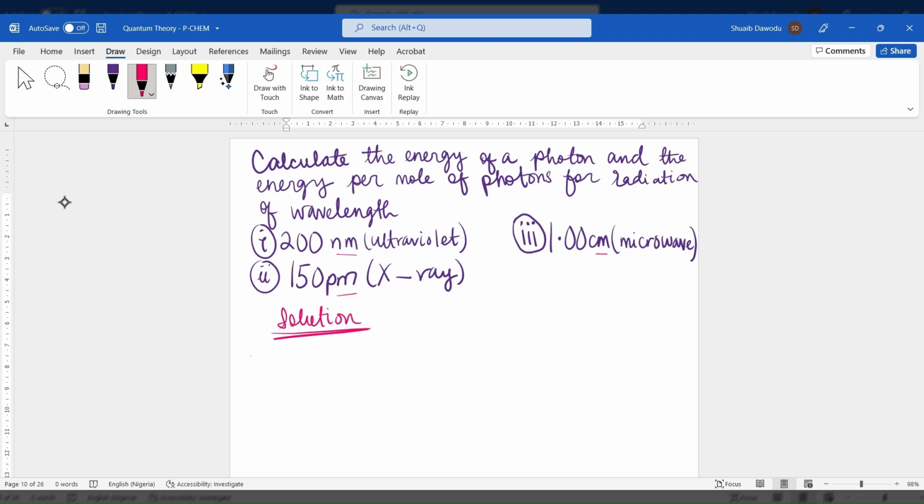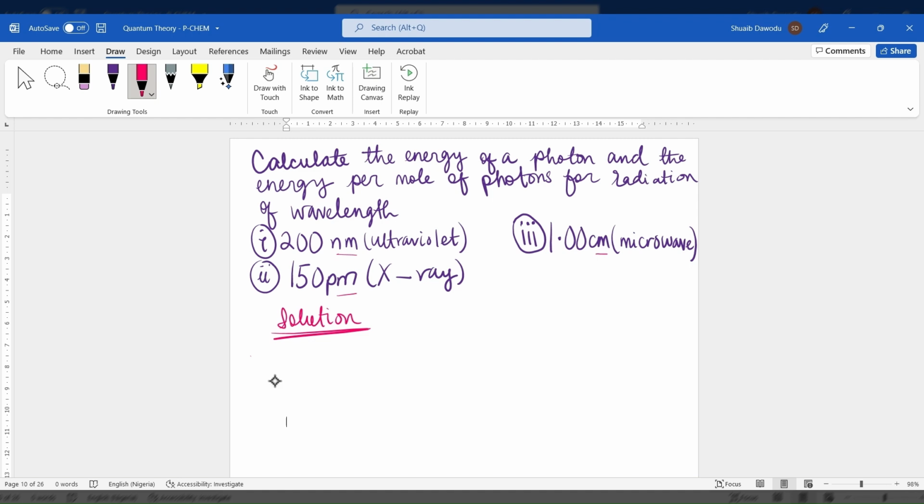Today we're going to be working on the question on the screen that says: calculate the energy of a photon and energy per mole of photons for radiation of wavelength 200 nanometers, 150 picometers and 1.00 centimeters.